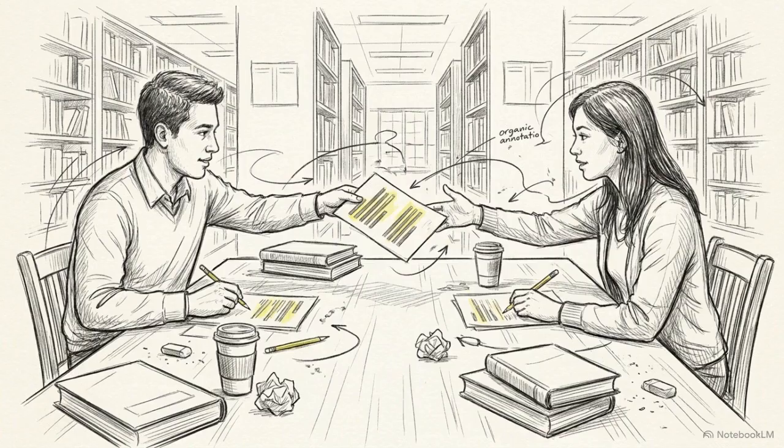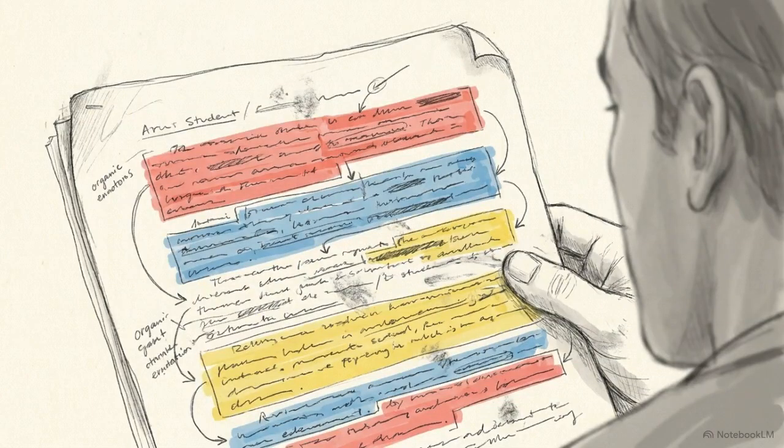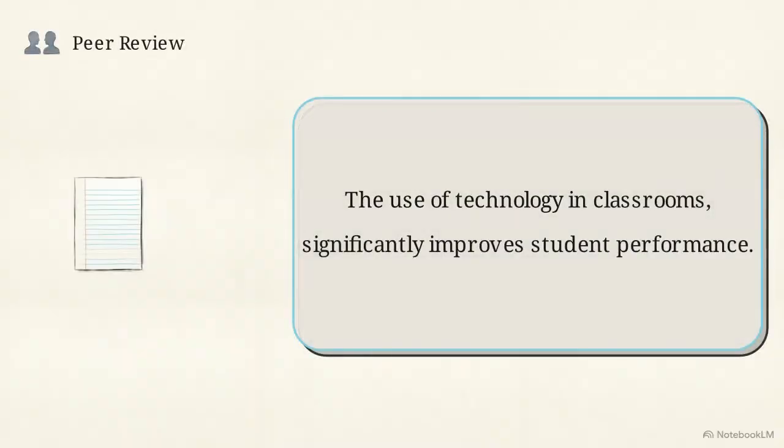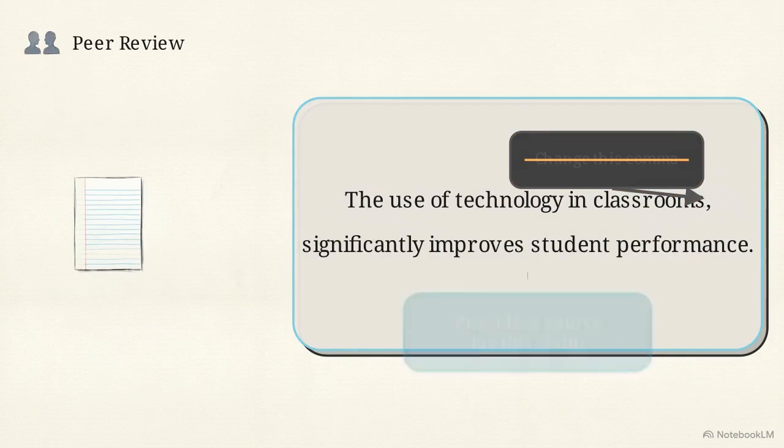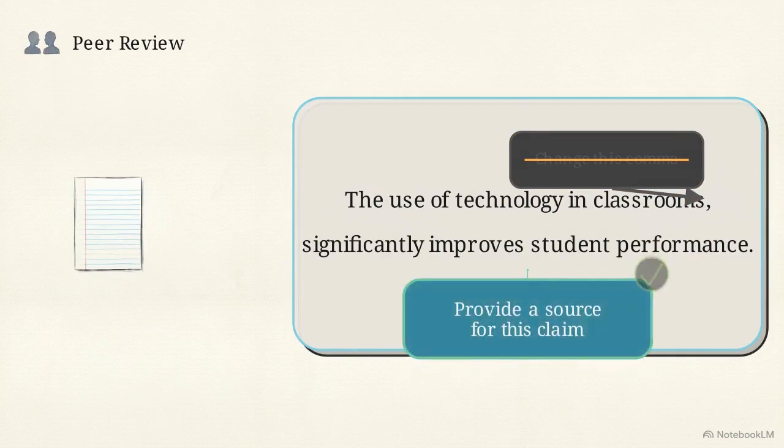The second filter is peer review, which provides an authentic audience perspective. The primary goal is to have a peer evaluate the clarity of the ideas rather than simply checking for typos. Compare these two comments. Suggesting a comma change is a minor correction. However, identifying an unsupported claim and asking for an example or source strengthens the actual evidence used in the paper.